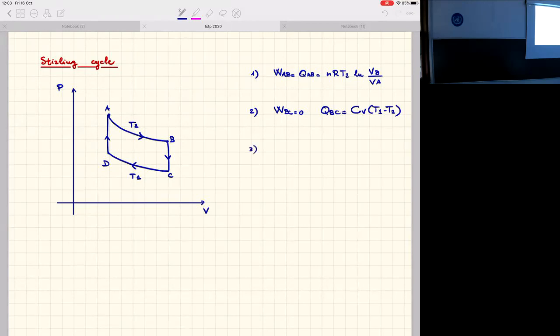Third one, W_CD equal to Q_CD equal to nRT1 log of VA over VB. And then fourth, W_DA equal to 0. Q_DA equal to CV (T2 minus T1).